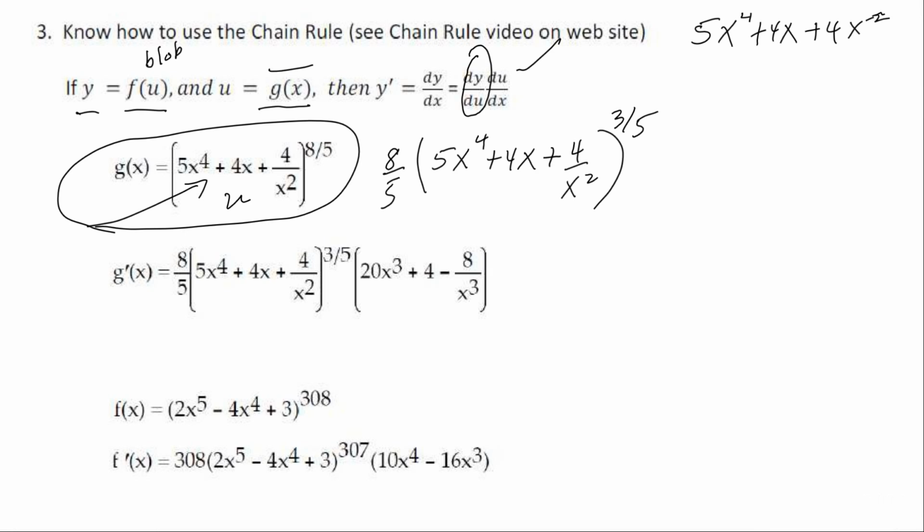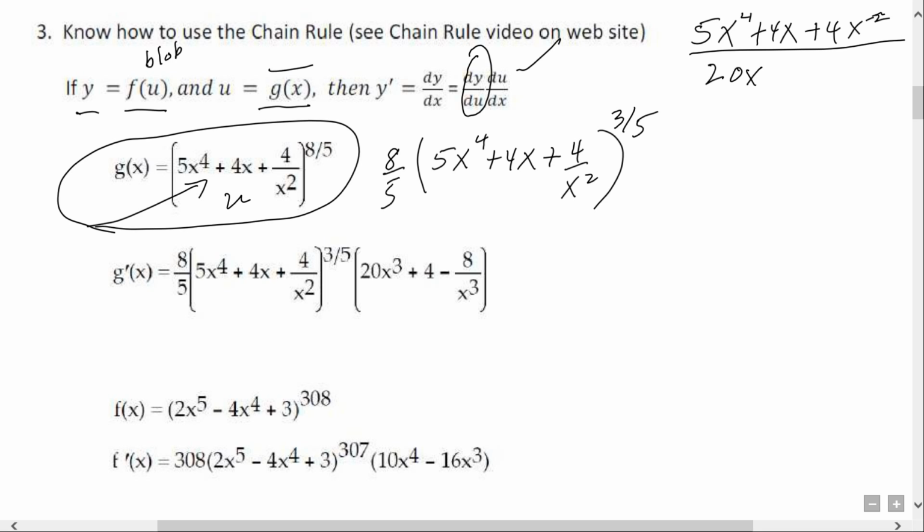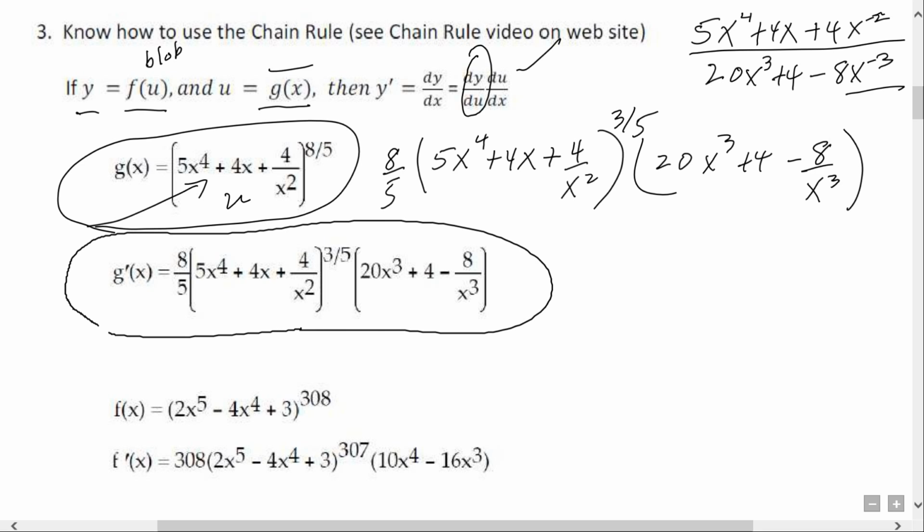And so the derivative of this would be 20x cubed plus 4 minus 8x to the minus 3, which, writing that here and rewriting the minus 8x to the minus 3 as minus 8 over x cubed, we get this answer. So there is the derivative using the chain rule.